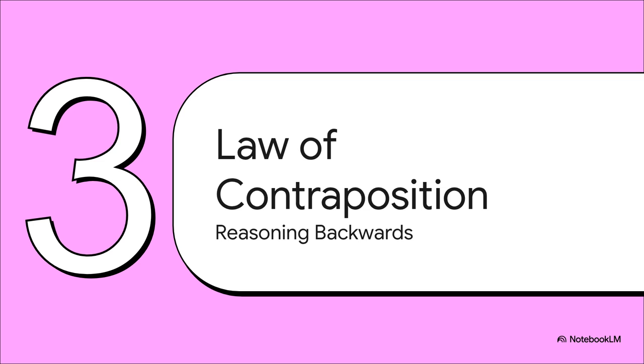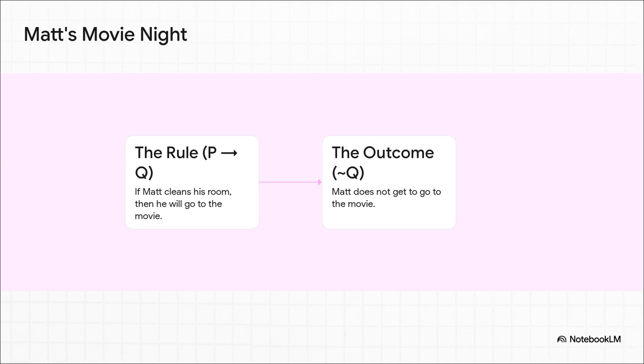It's the engine that lets us work backwards from an outcome to figure out what must have caused it. Let's see how we can use it. Okay, time for a quick logic puzzle. I'm going to give you two pieces of information, and you have to accept them both as completely true.